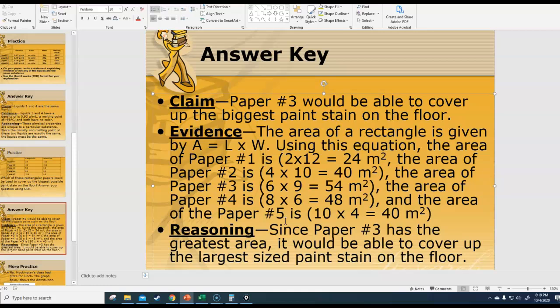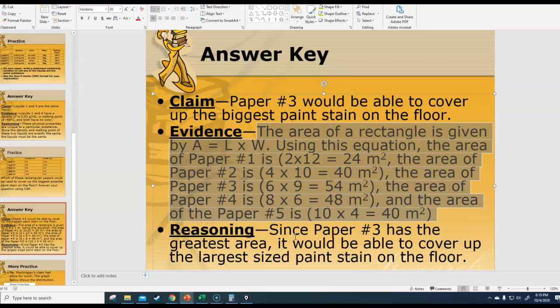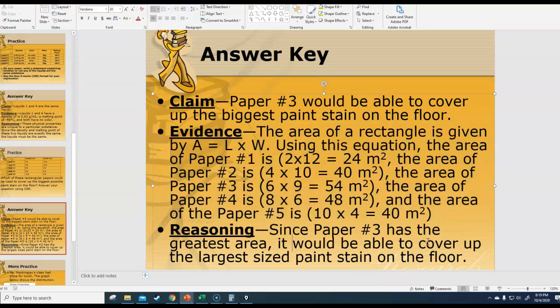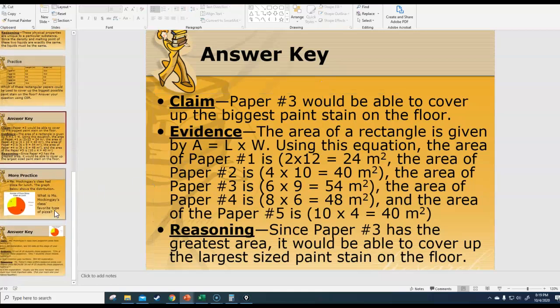Okay, and then the reasoning connects the evidence to your claim. Because paper number 3 has the greatest area based off of my evidence, that means it would be able to cover up the largest size paint stain on the floor. Okay, that makes the connection between the evidence and the claim. Okay, so you saw 2 examples answering things with CER. Again, these are meant to be very basic examples. We'll do more advanced ones in this class, but that's just to give you an idea.